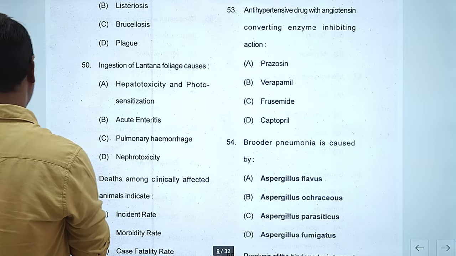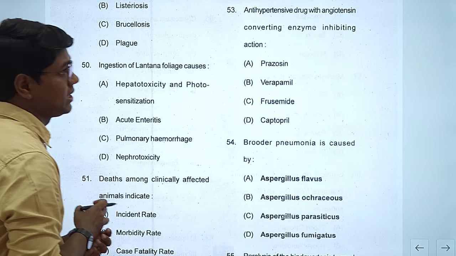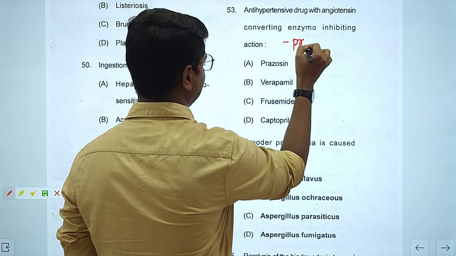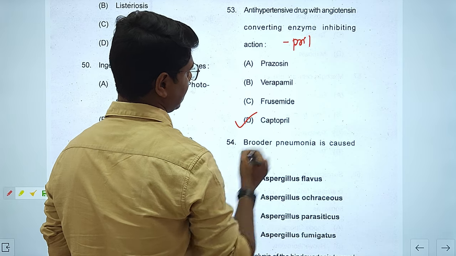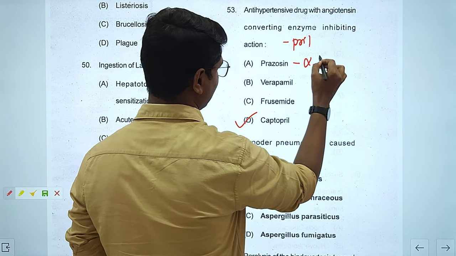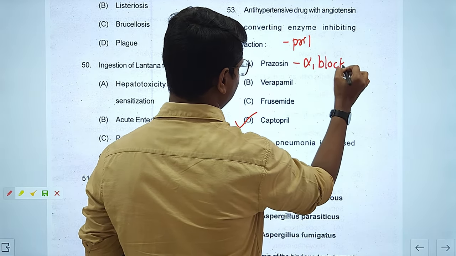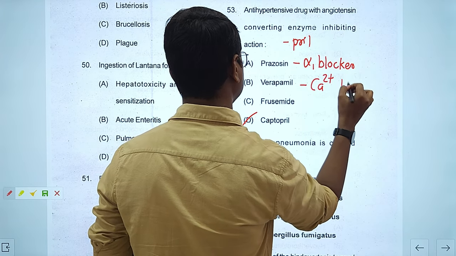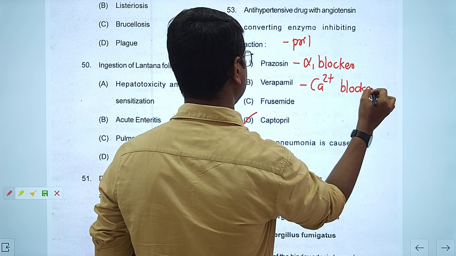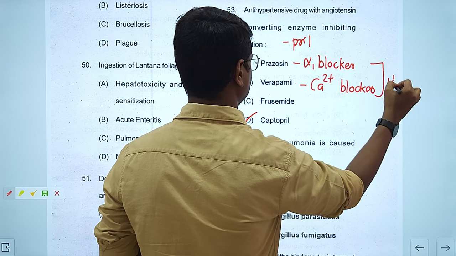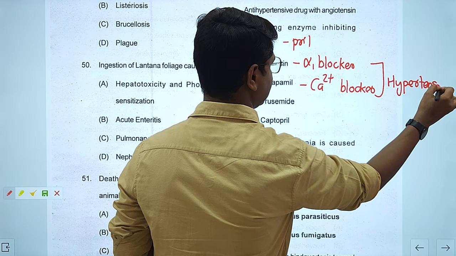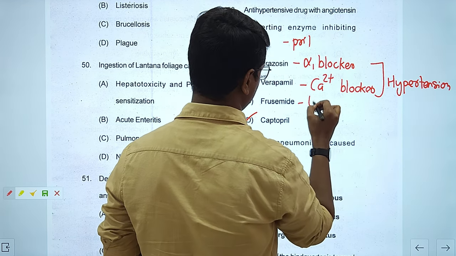53. Antihypertensive drug that is an angiotensin converting enzyme ACE inhibitor. Now, ACE inhibitors have a suffix like pril. Okay, the answer is captopril. Prazosin is an alpha 1 blocker. Verapamil is a calcium channel blocker. Both are used for hypertension. Furosemide is a loop diuretic.